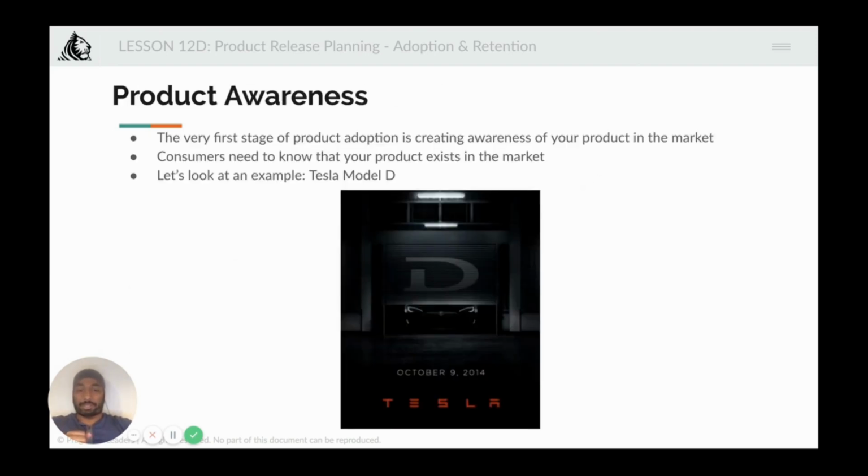So what is product awareness? Product awareness is very simply the very first stage, and the idea is to generate top of the funnel audience, people who are remotely interested in your product. You would want to make sure that most people know about your product as soon as possible, right? So consumers need to know that your product exists in the market, very simply, and that is done by road shows, that is done by seminars, that is done by doing social media ads, that is done by digital ads, it is done by various methods.